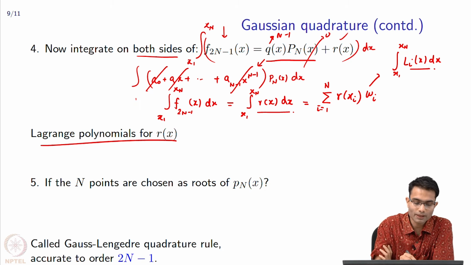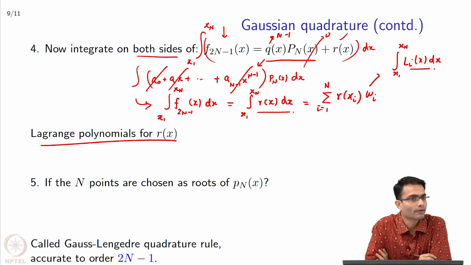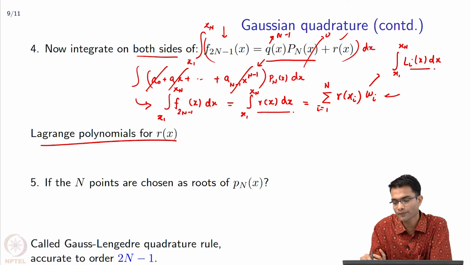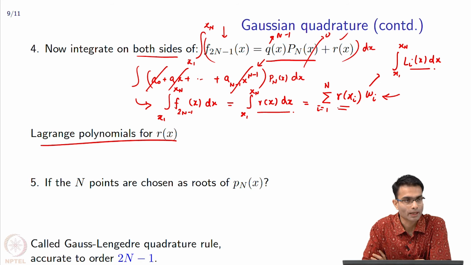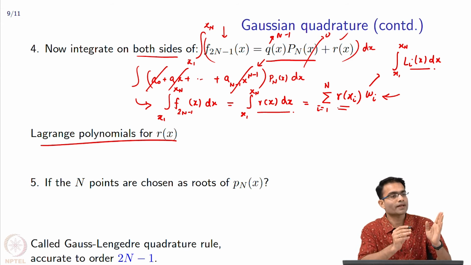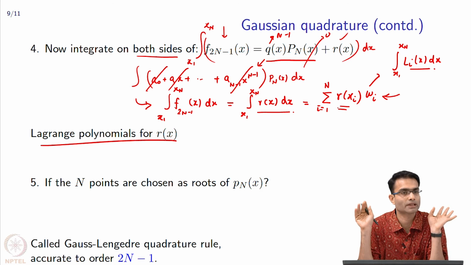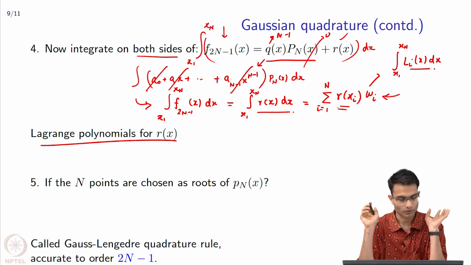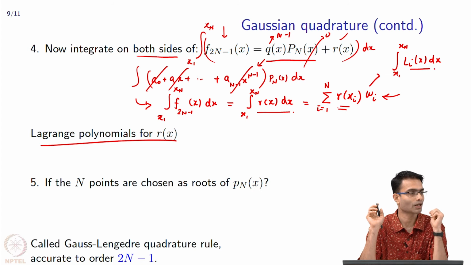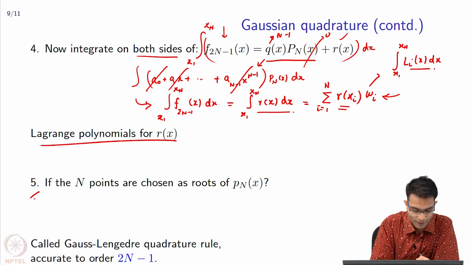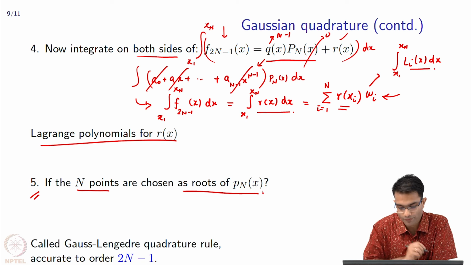Okay. So, I wanted the integral of this guy and I am somehow left with the value of some other function only. Okay. So far, have we specified the locations x_i? No, right, we just left it general. Okay. So, now let us play the final card of tricks, which is step 5, that if the n points are chosen to be the roots of P_n(x).